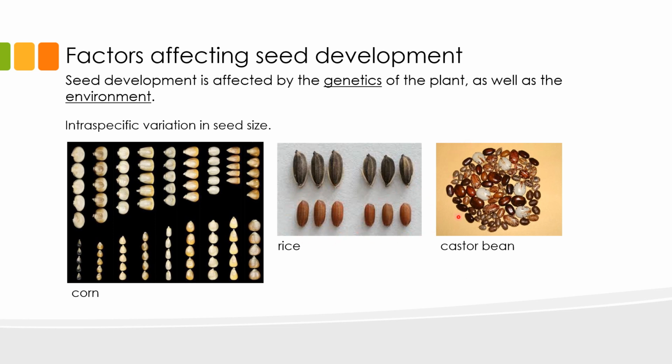And then in this last panel, we can see variations in the color of the seed coat of castor beans. You can see red, brown, white, and even speckled seeds. The variations that we see in the size, shape, and color of seeds of different accessions or cultivars of the same plant species are controlled by the genetic makeup of the plant.